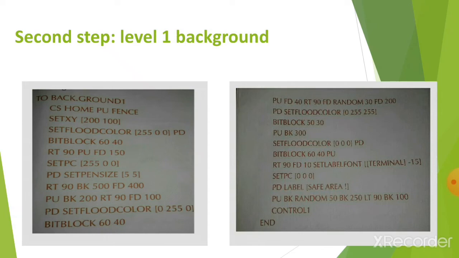So to fill the rectangular shape with color, we use the set flat color command also. And also, to change the position of the object, the random command is used in this procedure. So the random command is used to change the position of the object. From the value 0 to 30, it can change the position where it will appear. And also the safe area is in the black rectangular mode. So bit block is used to draw a rectangular shape, and set flat color is used to color that shape. These are the commands used to set the second level.